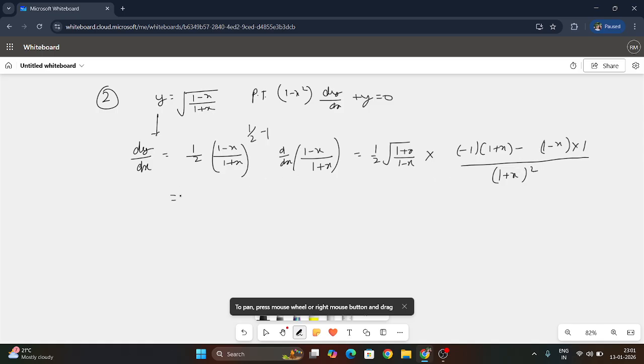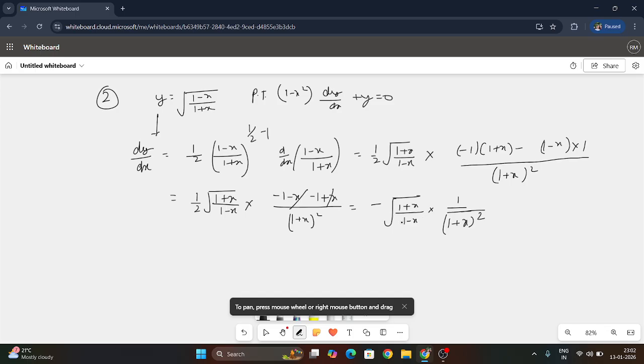And if you solve it, you will get 1 by 2 root of (1 plus x) upon (1 minus x), multiplied by (minus 1 minus x minus 1 plus x) divided by (1 plus x) whole square. These two things get cancelled, and minus 2 and plus 2 get cancelled, and you will get minus root of (1 plus x)(1 minus x), and 1 by (1 plus x) whole square. Okay, so this is what you are getting.